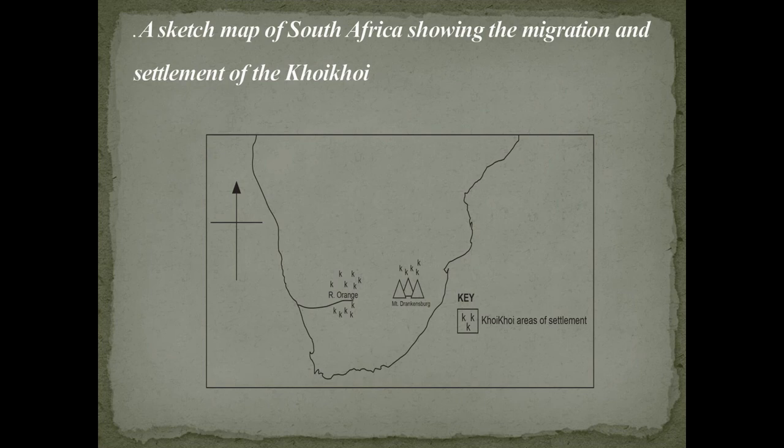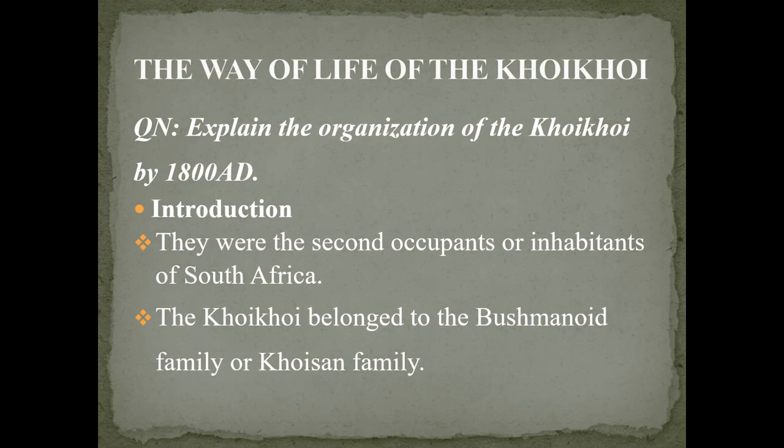We have put River Orange there, KK. Where you see KK, that means that the Khoikhoi settled there. Then you go to your key and you say KK means Khoikhoi areas of settlement. You get 1 mark for the title and then 1 mark for the allocation. Those are 2 marks. It is a must for a student to draw that map on a question that is calling for the migration and settlement. If you don't draw it, you lose 2 marks, because as I said, the map carries 2 marks.